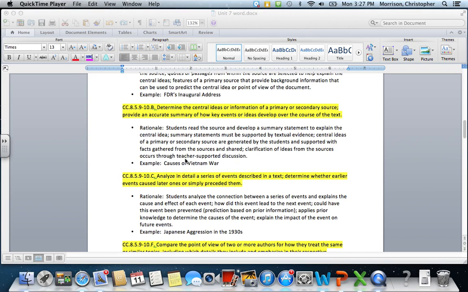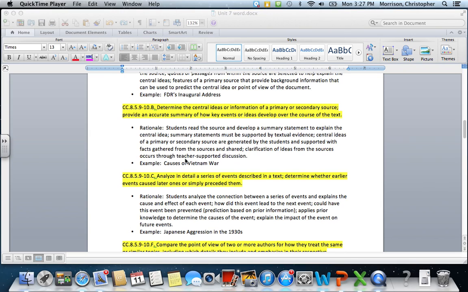Once students have had time to read it, we come back together for them to state, this is what I believe the cause of the Vietnam War is based on my reading. Then students will often work in groups to discuss, well, this is what my reading says, and this is what I believe the cause is, and another student will have a different cause. So we get an idea of some of the different causes of the Vietnam conflict.